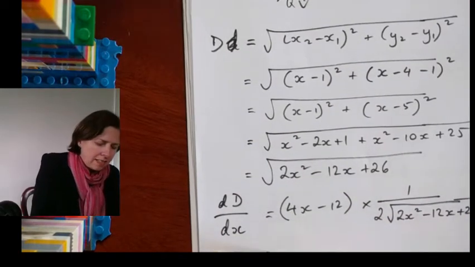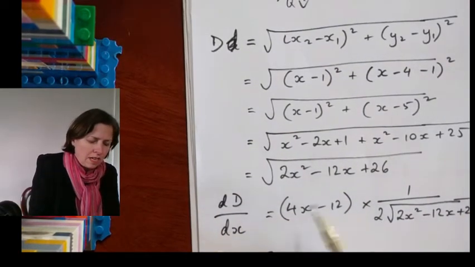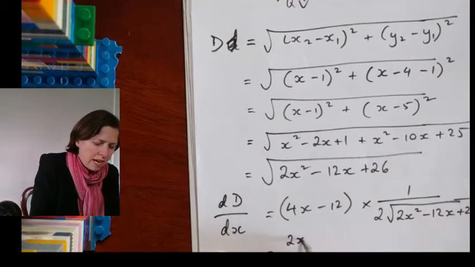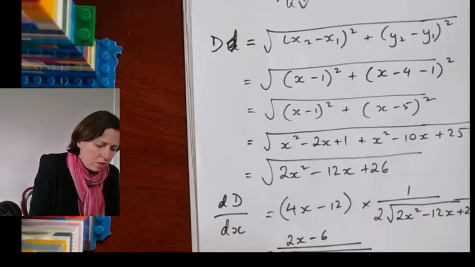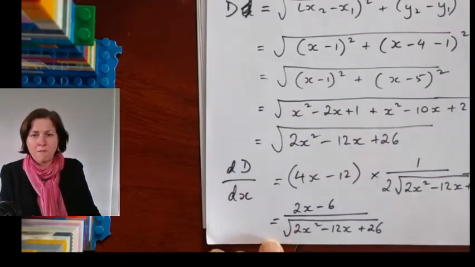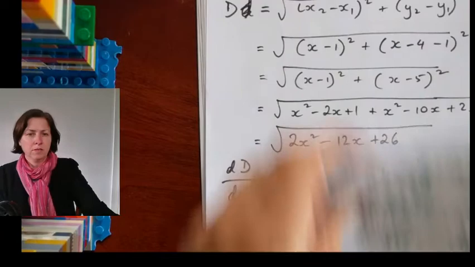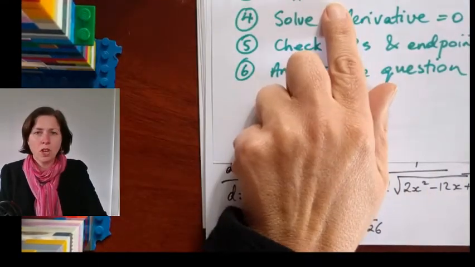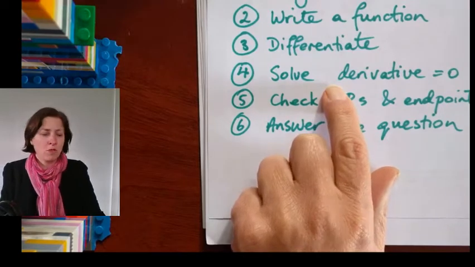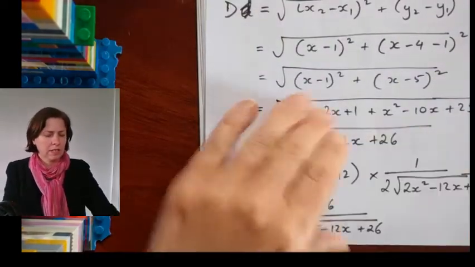All right, I can simplify this. There's a 2 there and a common factor of 2 here. So that's going to give me (2x minus 6) over the square root of 2x squared minus 12x plus 26. I have now found the derivative of the function. My next step, solve for the derivative equals 0.